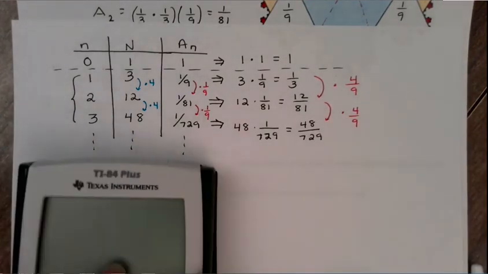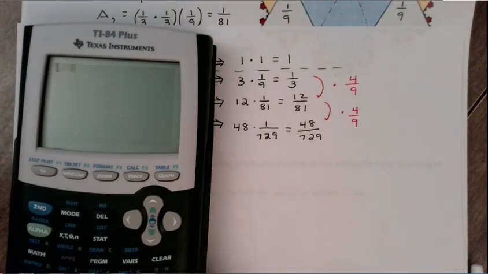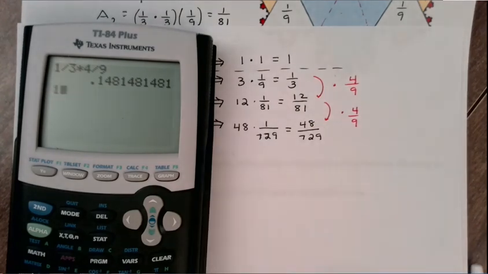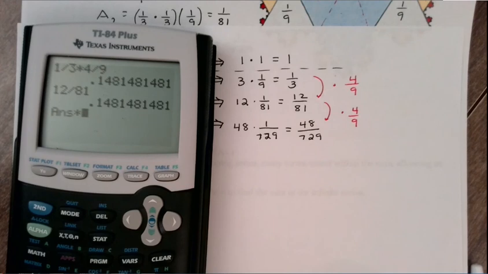And you can check that. If you were to take 1/3 and multiply by 4/9, check and see if that's the same thing as 12/81. And indeed it is. Take that 12/81 times 4/9, and I get that. Check and see if that's the same as 48/729. And in fact, it is.